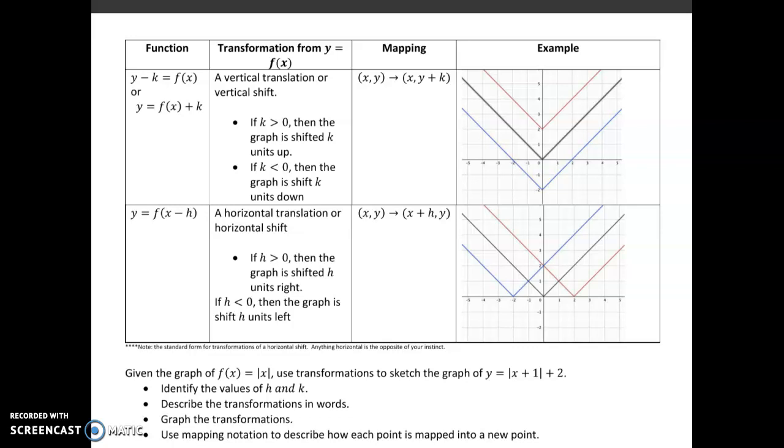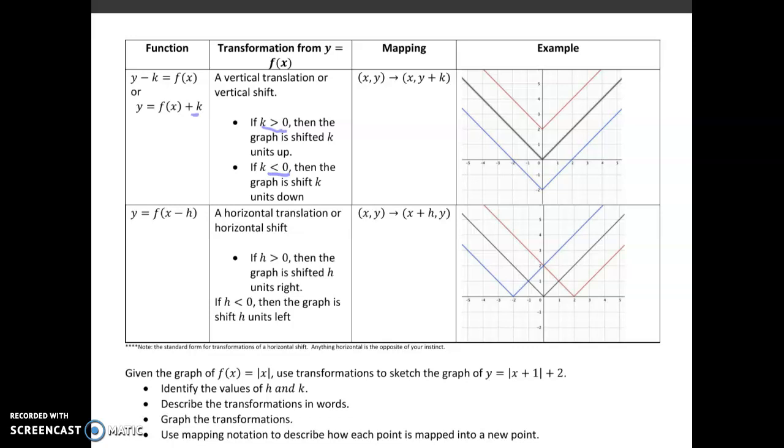Y is equal to, so we have two ways to write this transformation. It might take you a while to get used to this functional notation, but after a while it becomes second nature. If y is equal to f of x plus k, this constant k indicates that there will be a vertical transformation. If k is positive, we're going to be shifting it up k units. If k is negative, we're going to be shifting it down k units.